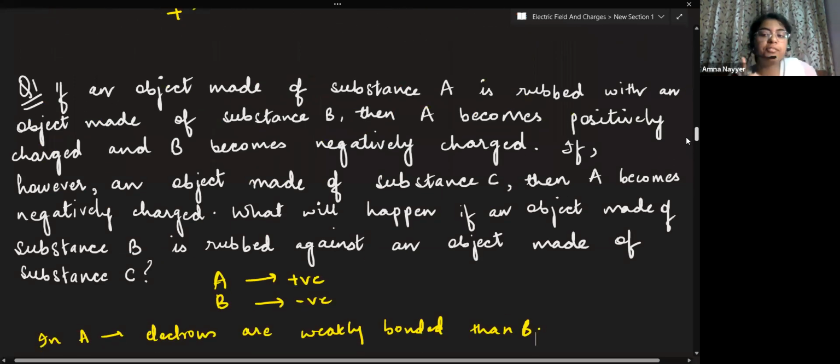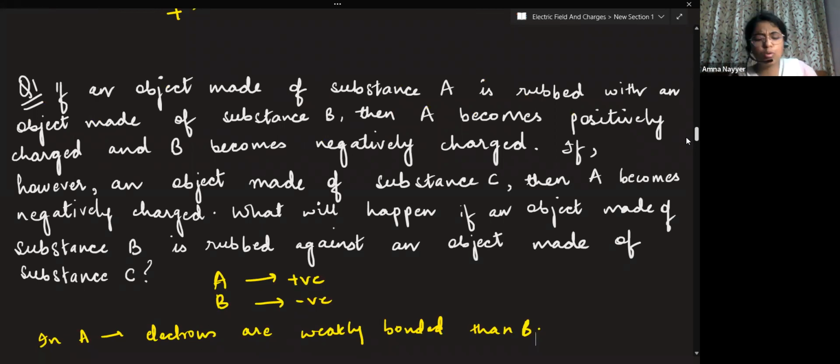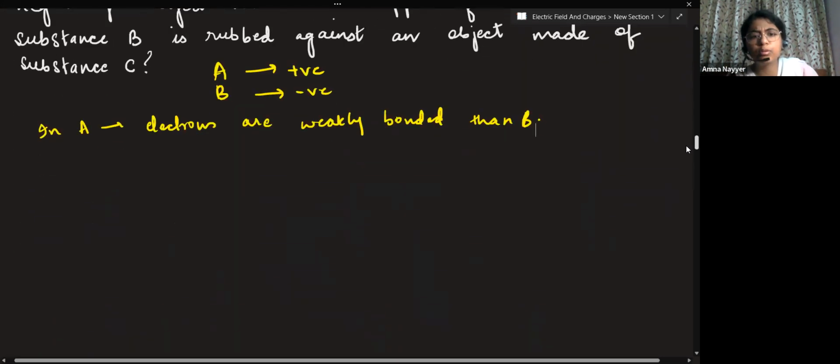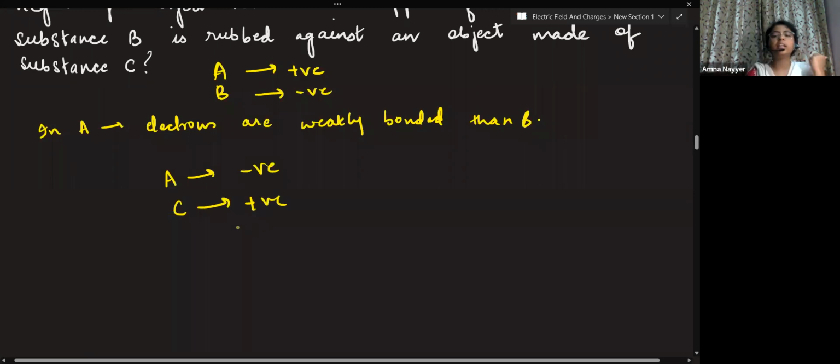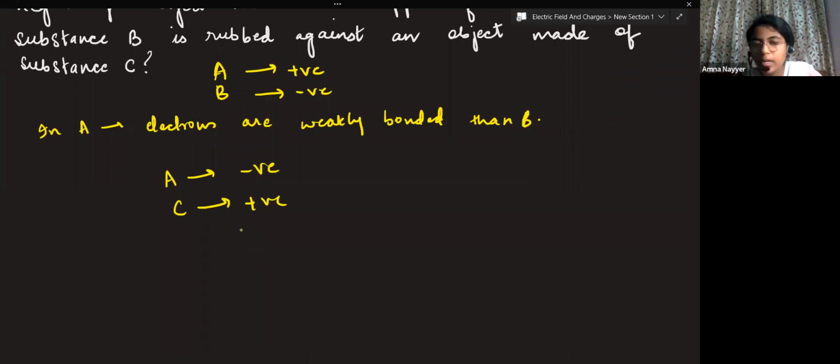This says if C and A are now rubbed, A becomes negatively charged. So obviously, if C and A both are rubbed, in the rubbing of A and C, if A becomes negatively charged, then obviously C becomes positively charged. We don't have any third option available because electron transfer will occur, as we know, because of the phenomenon of rubbing. So A will be negatively charged, C will be positively charged.